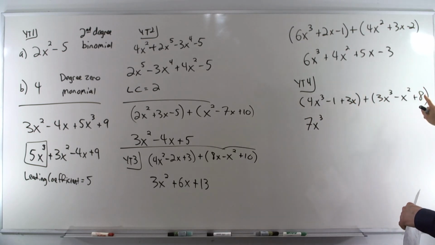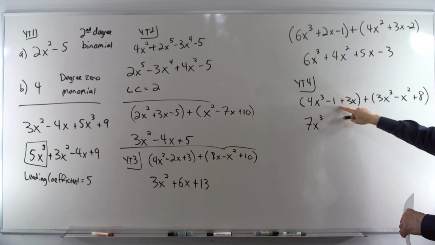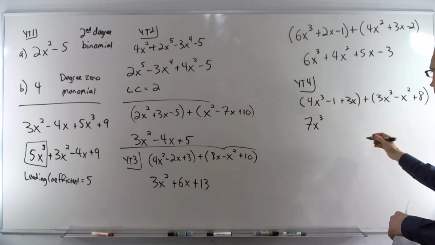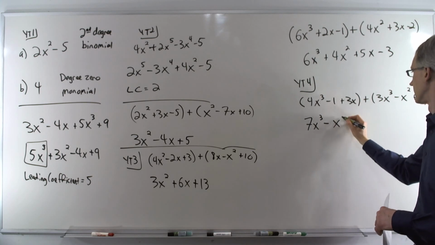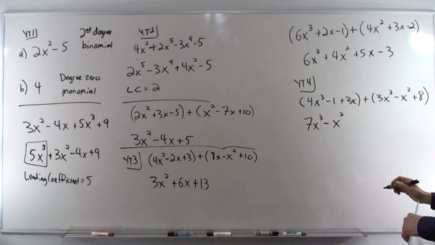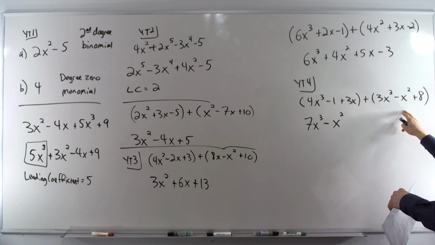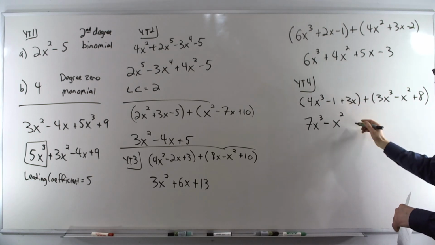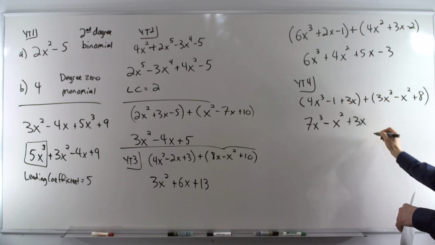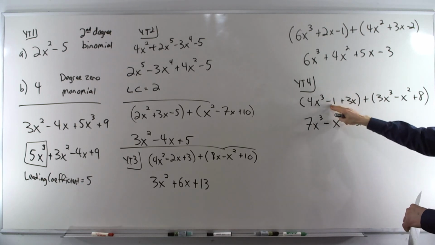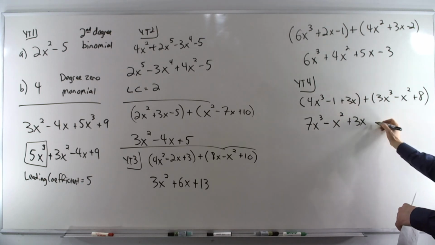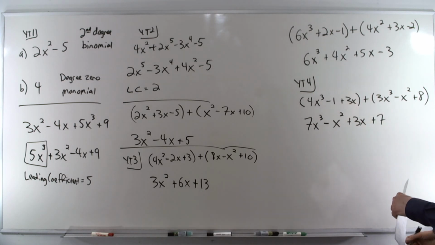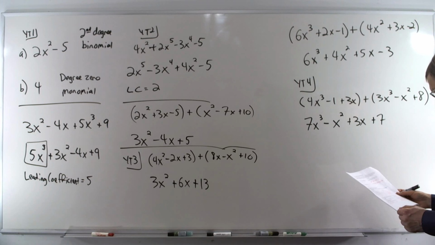Next up, we've got no x squared terms here, but we have one here. And it's negative, so it's going to stay negative: minus x squared. Now the x terms, just one of those, no matches over here, so that's going to remain plus 3x. Then we got negative 1 plus 8. That is 7. So 7x to the third minus x squared plus 3x plus 7.